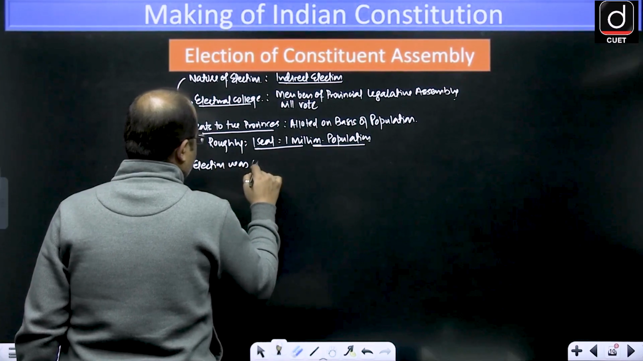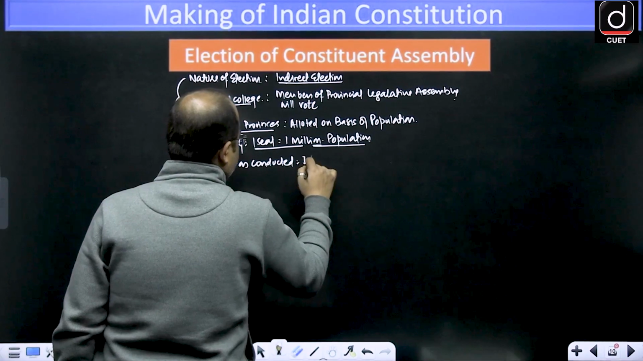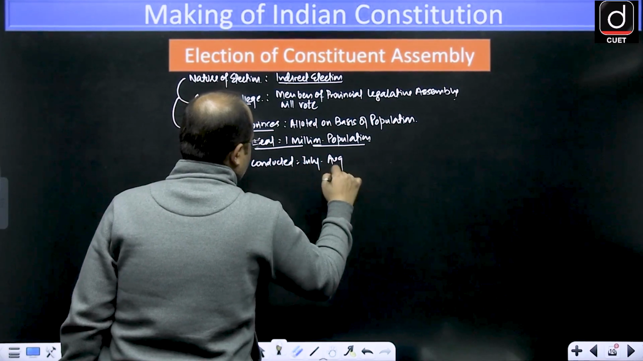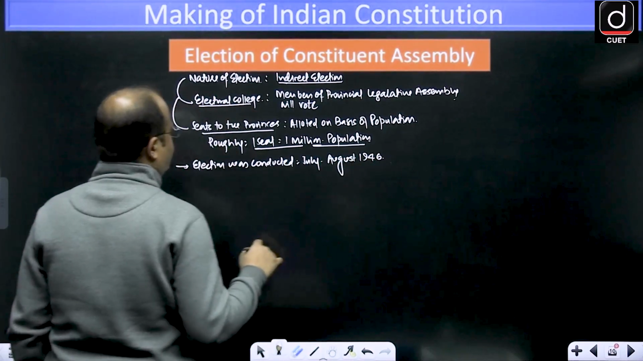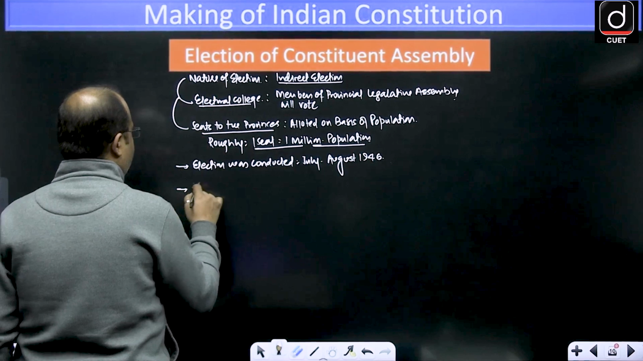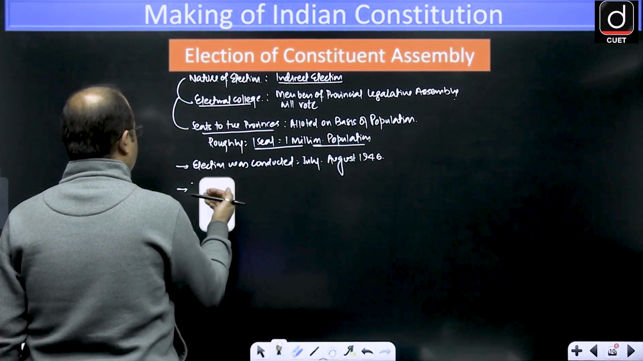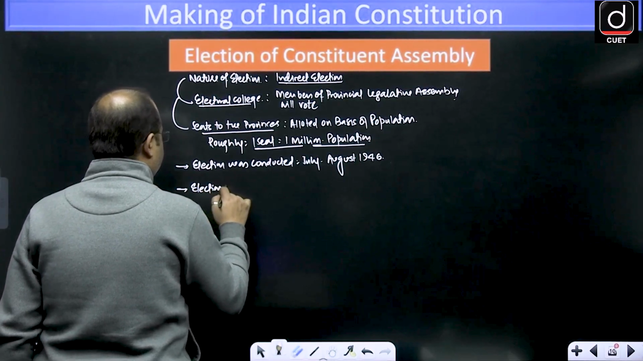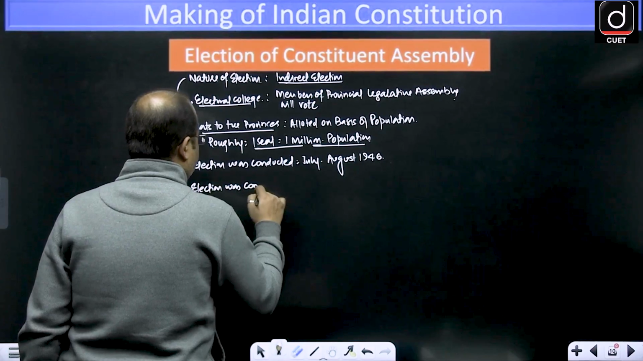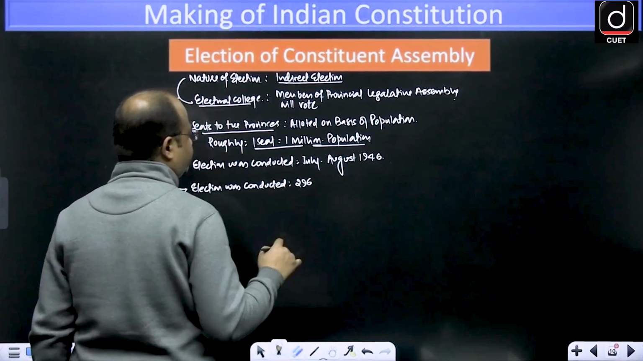The election was conducted in July-August 1946, on a total of 296 seats.